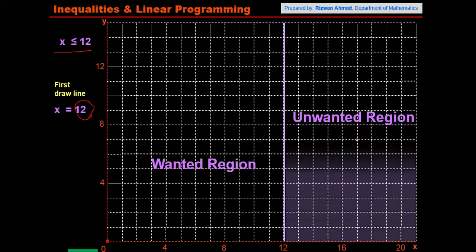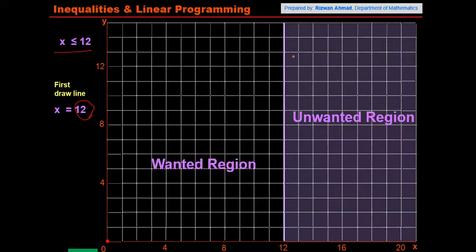So therefore we will shade the unwanted region. So to explain I have shaded like this, but on the paper when you do the paperwork, you will do shading like this. So this is about the inequality x less than or equal to 12. So this is the wanted region. So we will label it with letter R.